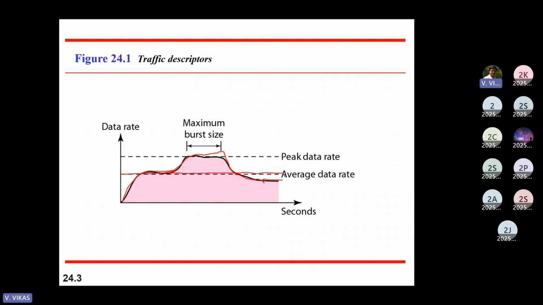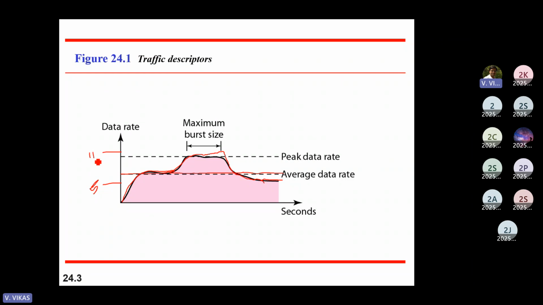Next we have peak data rate, which is the maximum data rate of the traffic. Let us say here I have a point at 5 Mbps, and here I have a value of some 11 or something. So I can say my data rate will always lie between 5 Mbps and 11 Mbps, the range. But what is the peak value which you will be reaching?